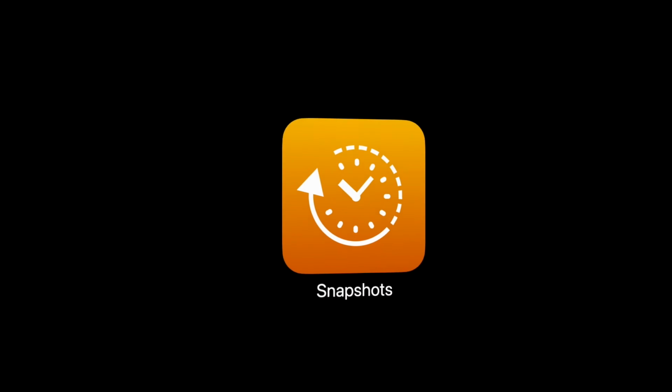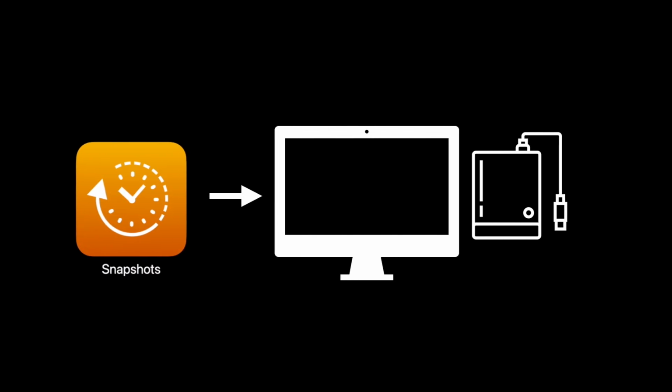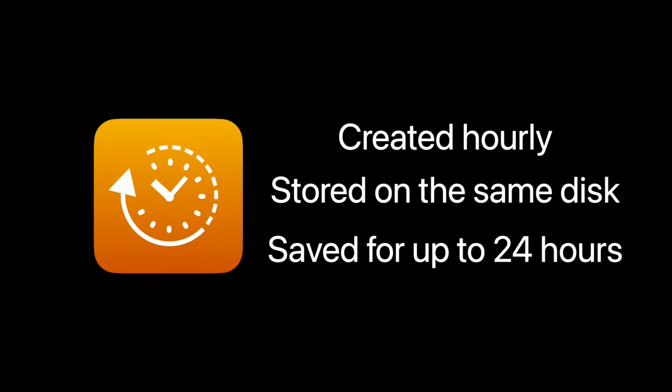On top of an external backup of your data, Time Machine also saves snapshots locally on your Mac, so you can recover previous versions of files even if your backup disk is not attached. These snapshots are created hourly, stored on the same disk as the original files, and saved up to 24 hours or until space is needed on the disk.